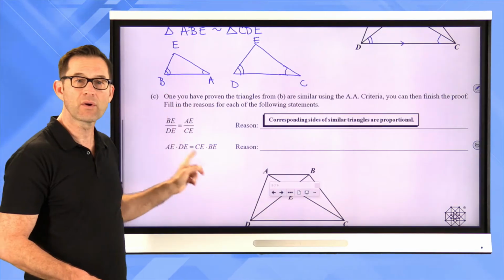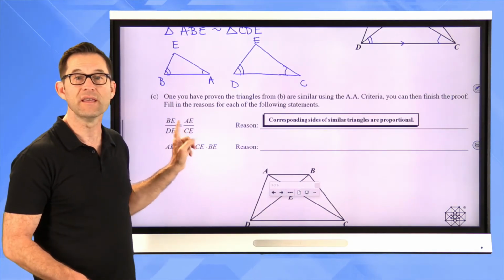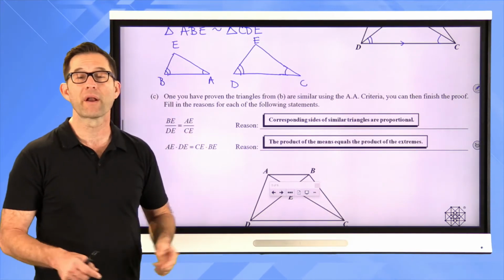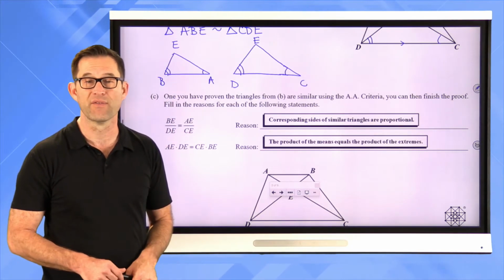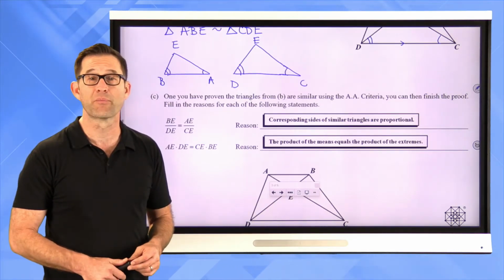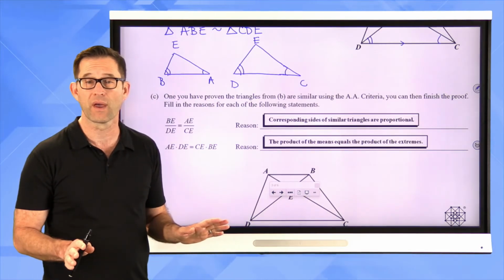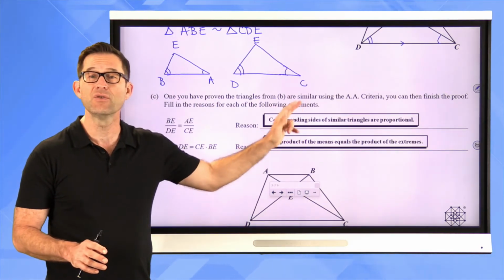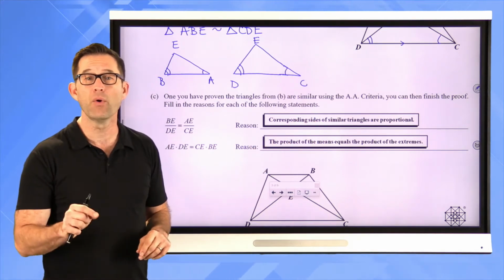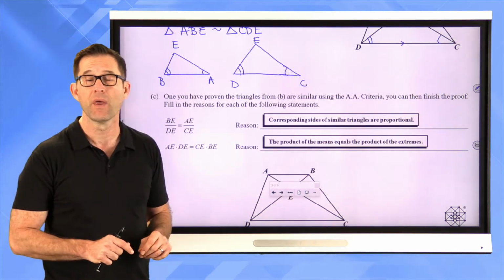Now I just do a cross product. So I say AE times DE is equal to CE times BE, and my reasoning there will be the product of the means is equal to the product of the extremes. By the way, if you said the product of the extremes is equal to the product of the means, that would also be great. There'd be nothing wrong with that. But you're going to see these two lines of reasoning, one right after another, in both of the proofs that we do on the back side of this worksheet.